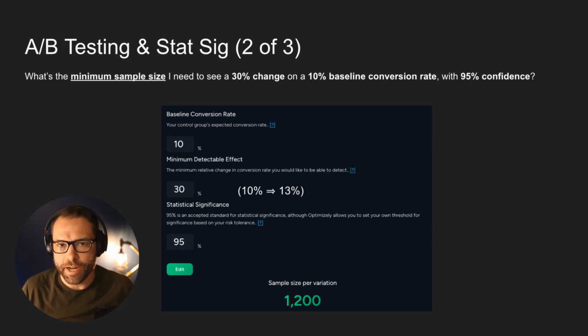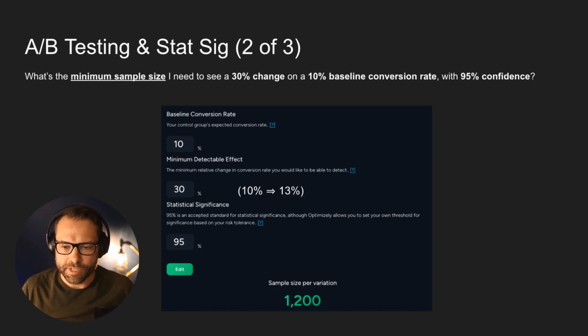The smaller the change that you're looking for, let's say we're looking for a 10% change on a 10% conversion, the larger sample size you're going to need. If I'm looking for a huge change, I'm going to need a much smaller sample size because I need fewer data points to tell me that, yes, there is a big delta or big separation between those two.